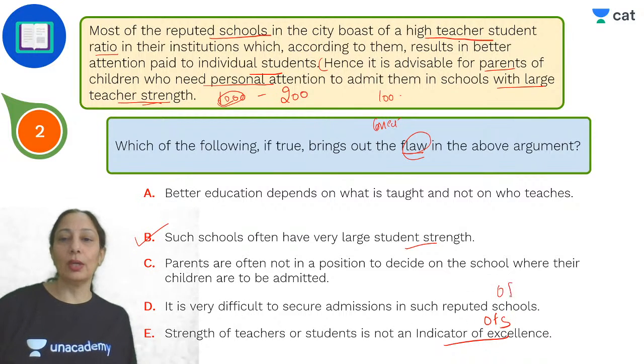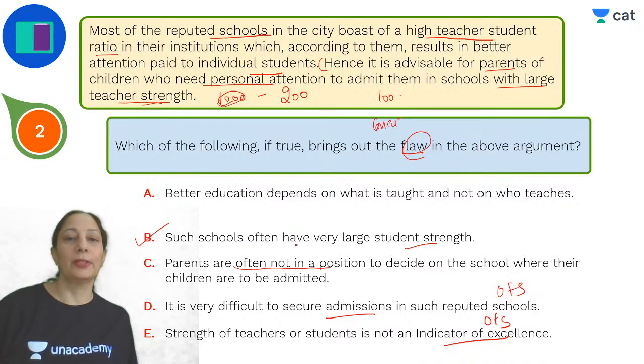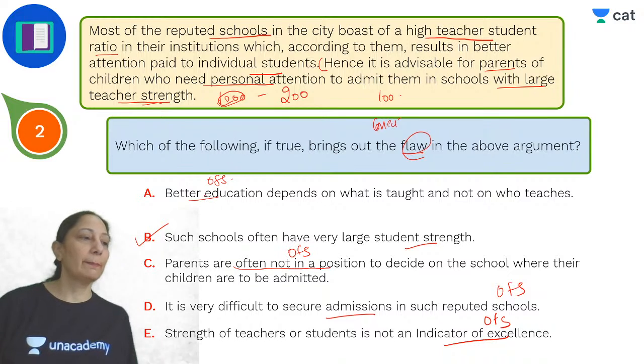This is also out of scope. Difficult to secure admissions. Parents are often in a position to decide on the school. Not in a position is out of scope. Better education out of scope. Right? Did you understand, guys? Yes. So this is a not.